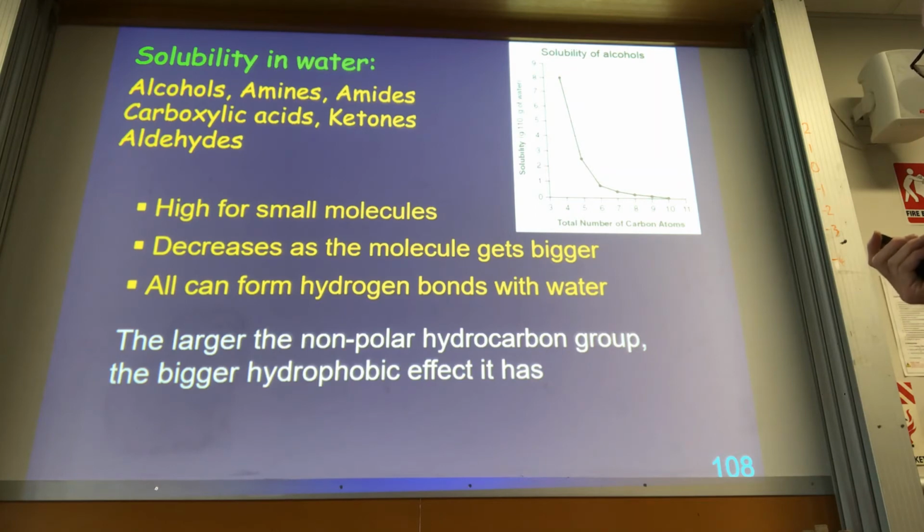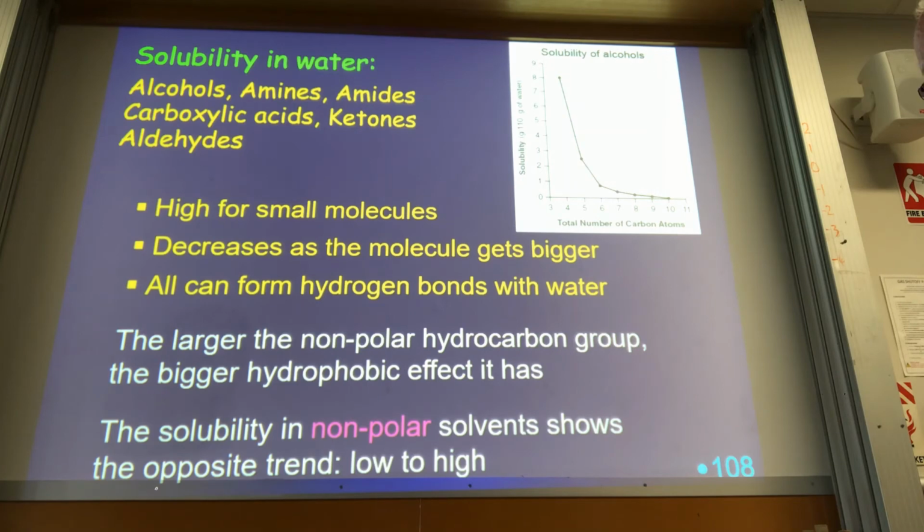So with 1, 2 or 3 carbons, you can dissolve as much alcohol as you like. Butanol, 4 carbons, has got high solubility, looks like 8 grams per 100 grams of water, but that rapidly decreases to the point where decanol is barely soluble at all. The trend in non-polar solvents is the opposite. So methanol and ethanol are poorly soluble in non-polar solvents like hexane, but by the time you get up here, they're completely soluble, completely miscible.